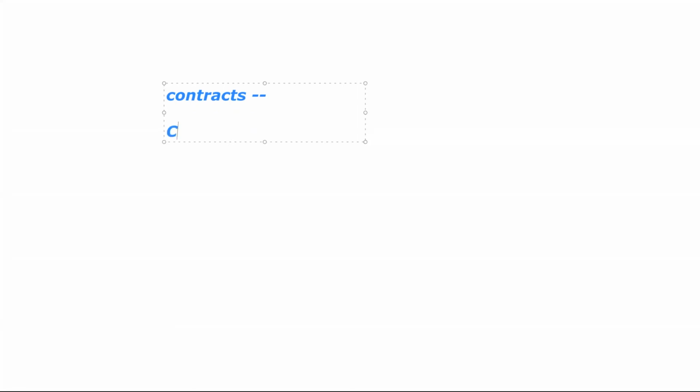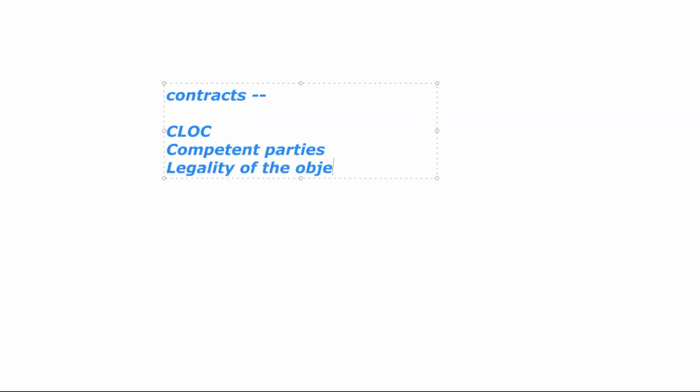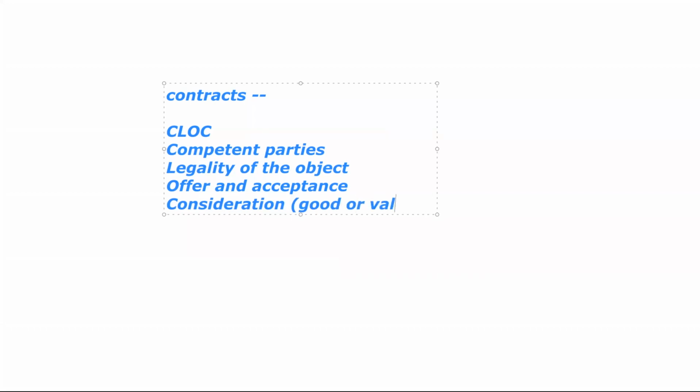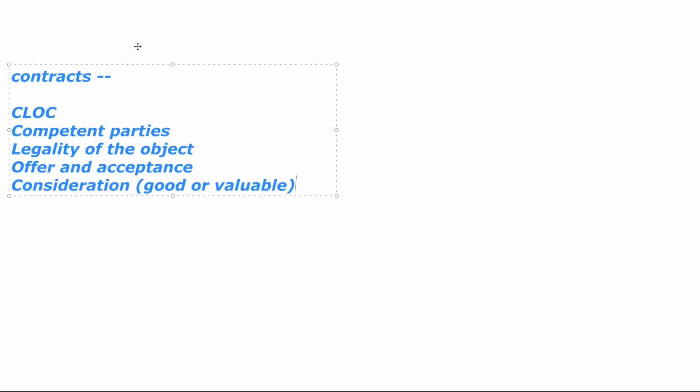And how I remember that is CLOC. It's C-L-O-C, clock without a K. So what we need to have a binding, legal, enforceable contract is competent parties, legality of the object, offer and acceptance, and also consideration. And consideration could be that of good or valuable. Okay, could be good or valuable. Right, so those are the essential elements that we need to have a valid contract, okay?